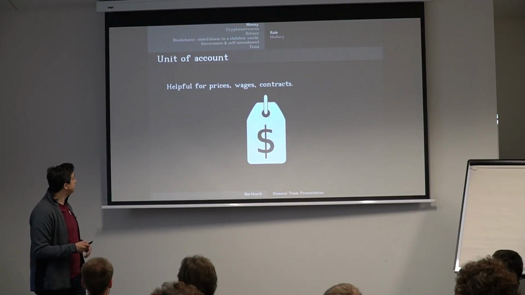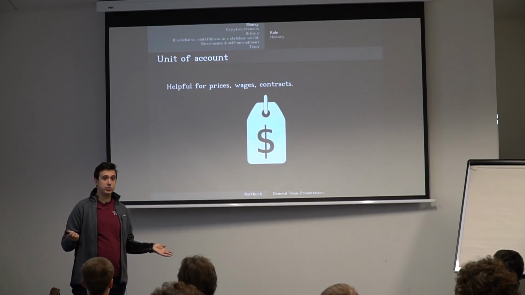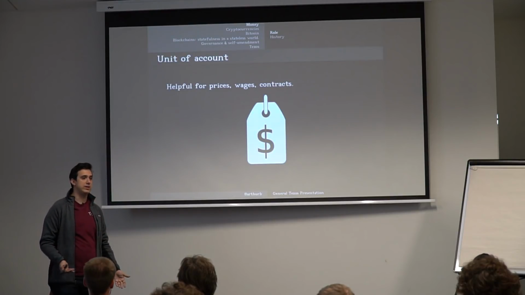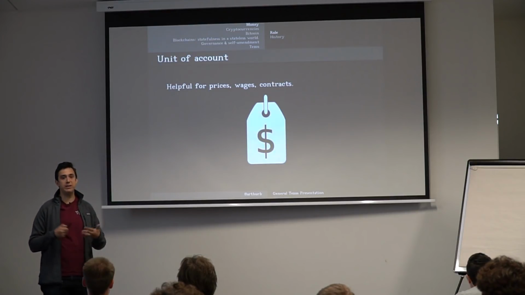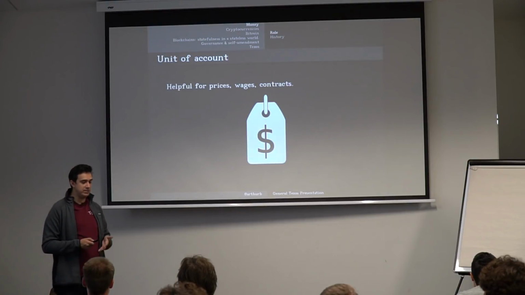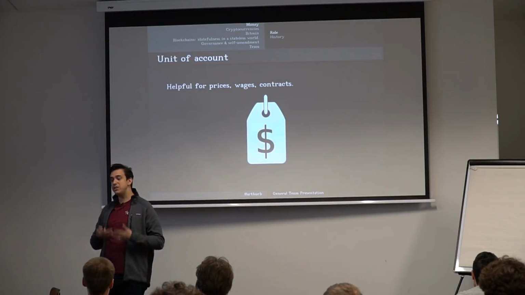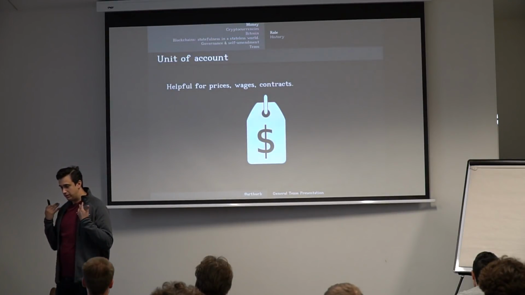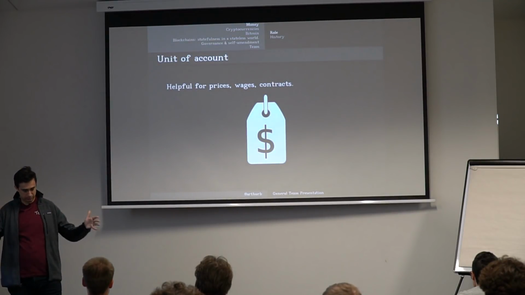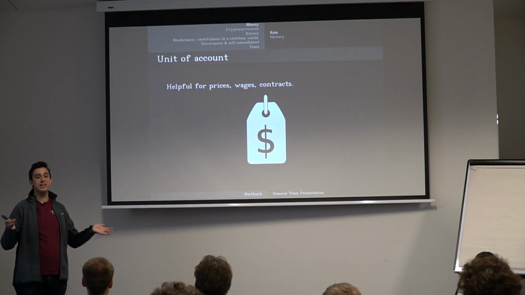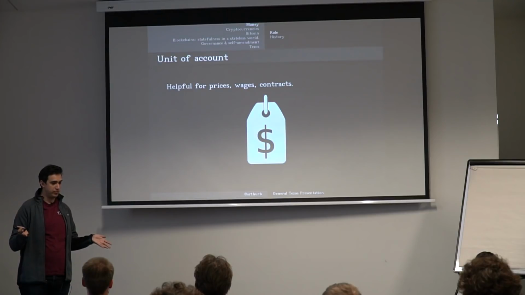And the third one is unit of account. So you can price things in money. You can enter contracts. You can have wages. You can have prices. It's a convenient way of expressing menus, expressing, if you have a shop, you want to be able to tell to people what you're going to get in exchange for these goods.